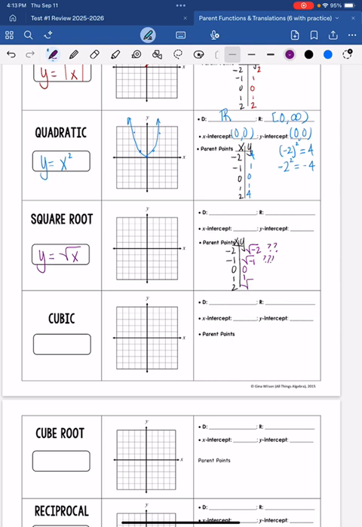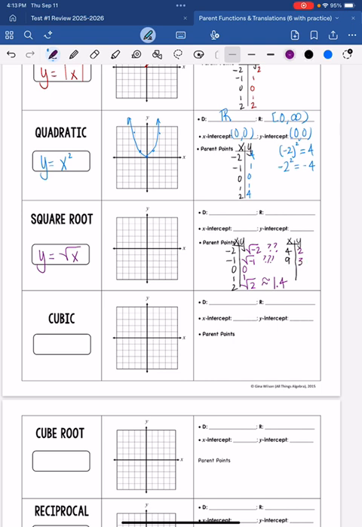The square root of 2, if I used my calculator, it would say like 1.4, but that's not a really easy point to plot. So instead, I'm going to create a little extra table here, and I'm going to plug in 4 because I know the square root of 4 is 2. And I'm going to plug in 9. I know the square root of 9 is 3.